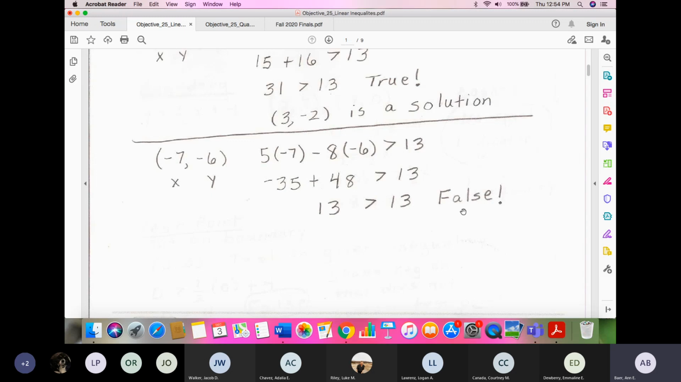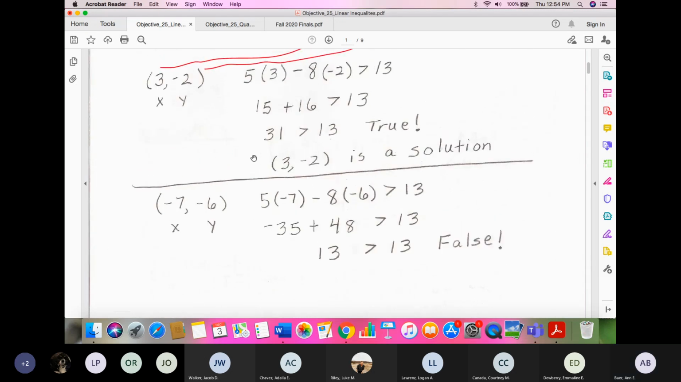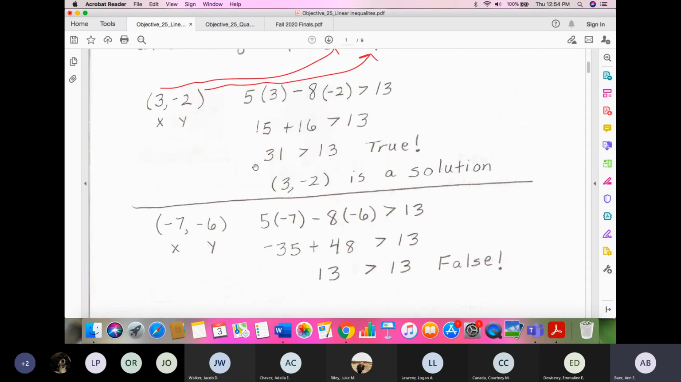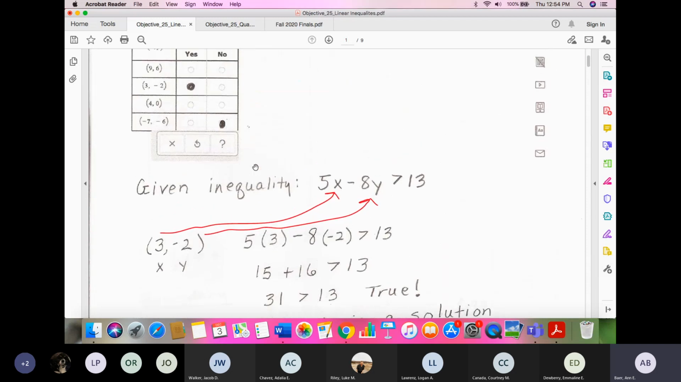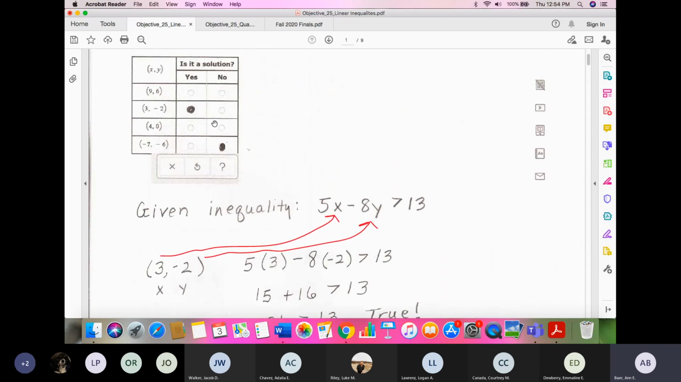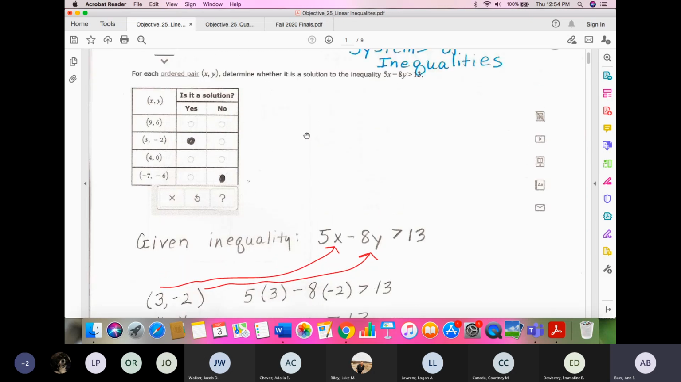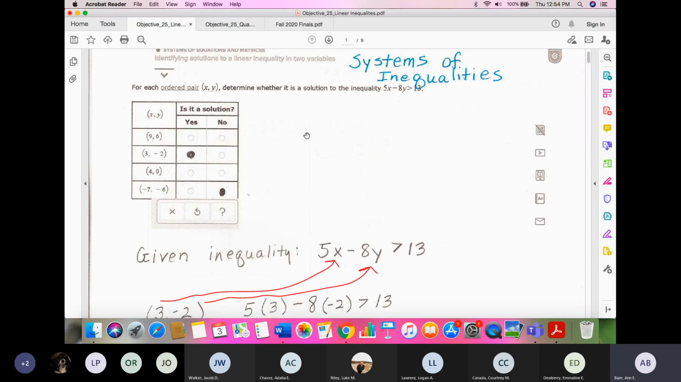So this is false. So for -7, -6, we get a false, which means that ordered pair is not a solution. So to answer this question, is it a solution? The answer is no. So for -7, -6, we wanted to click in that circle. Any questions on this particular topic about identifying solutions to linear inequalities in 2 variables?